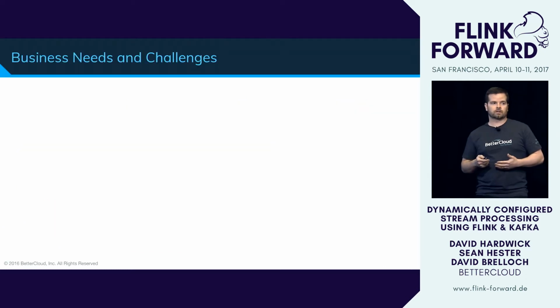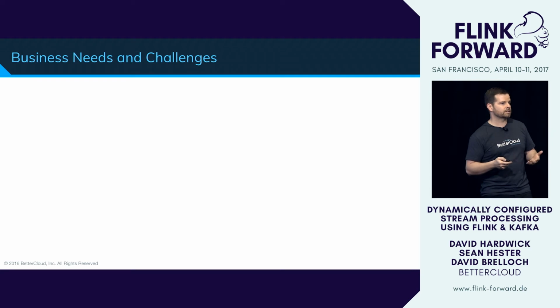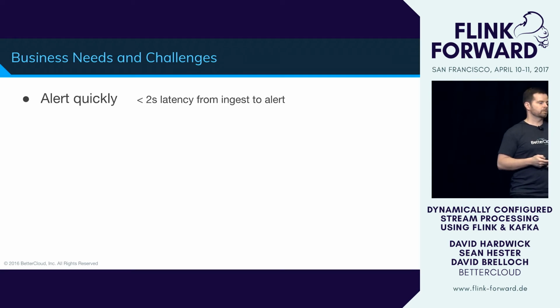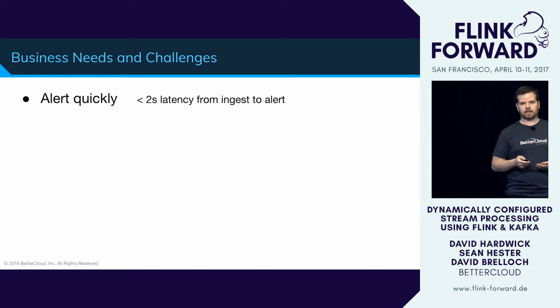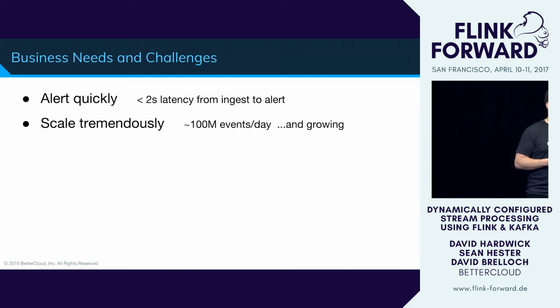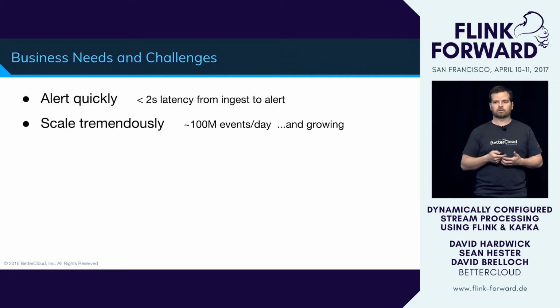So this is the business domain, or the problem space, that the team had to solve. We need to alert quickly. We can't say that someone shared a document publicly 12 hours ago. It's got to be quick. Tremendous scale. We're doing 100 million events a day, and we're adding connectors every month with other SaaS vendors that you don't see here yet.